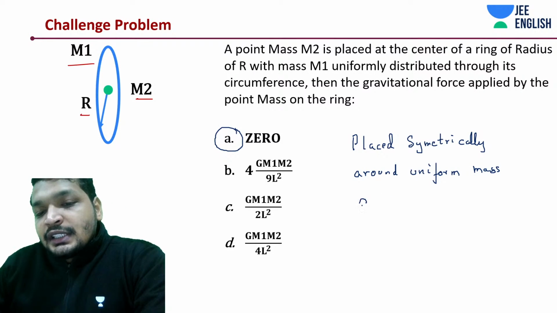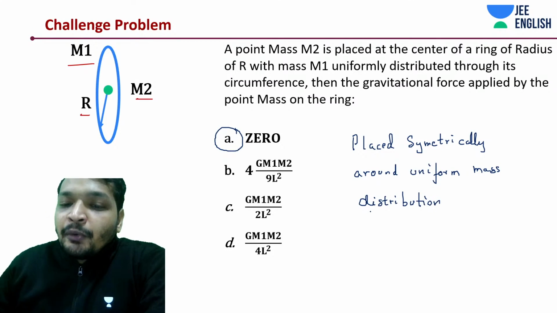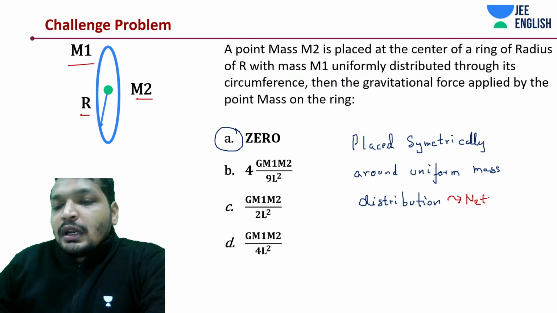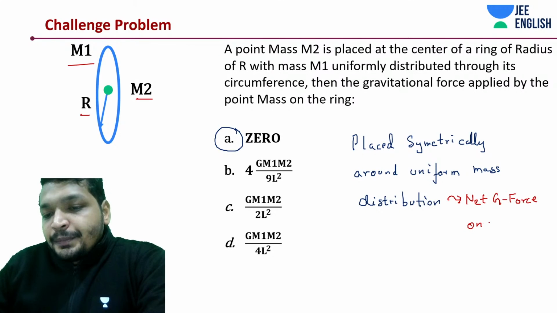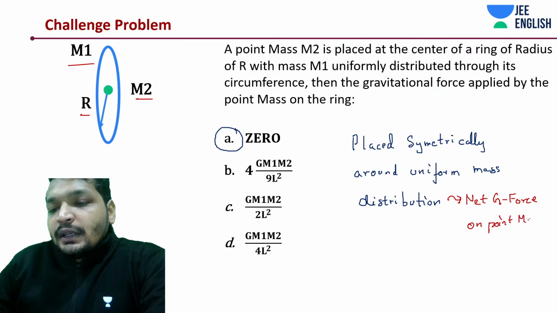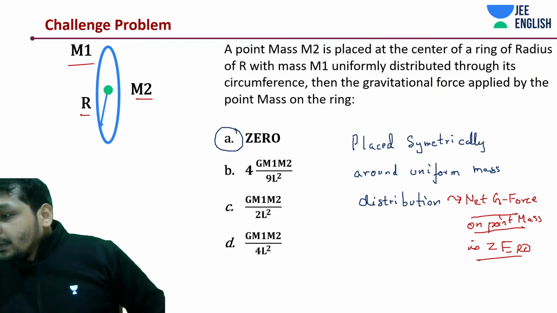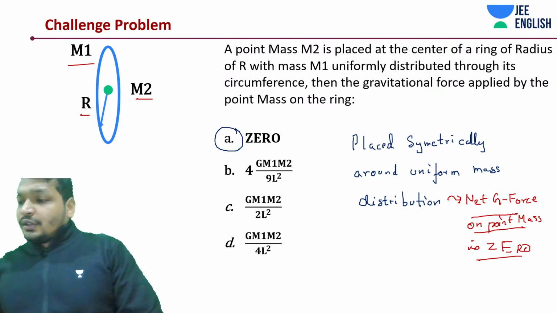Just a moment, guys, I'm having a look at your chat. Uniform mass distribution. What happens? Net gravitational force on a point mass is... It can be anything, you will notice many such cases. Yeah, exactly, equal and opposite force. Good, Punch.